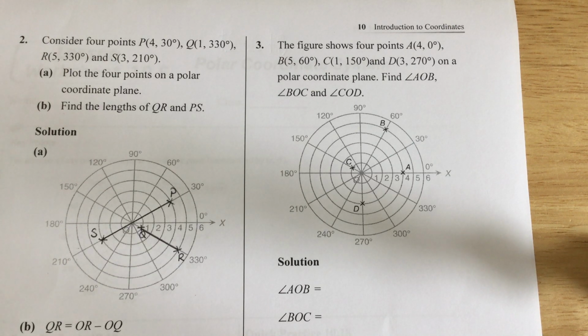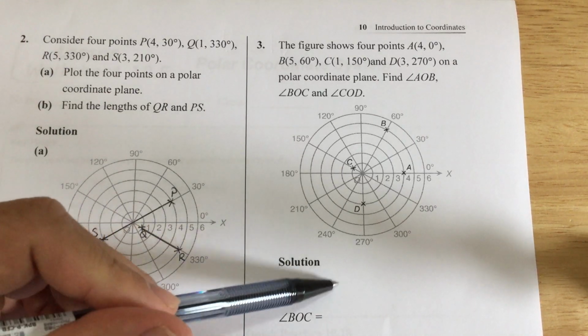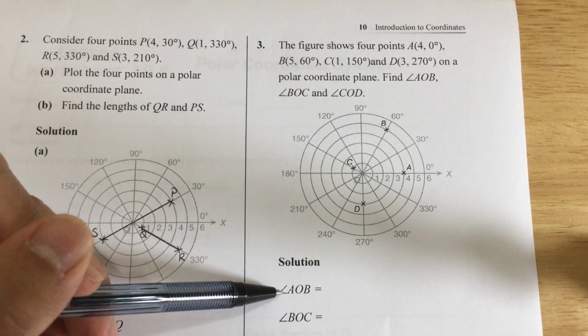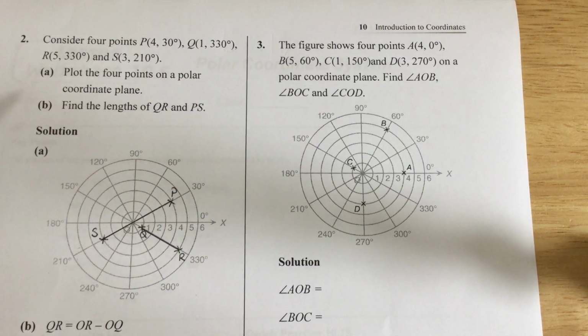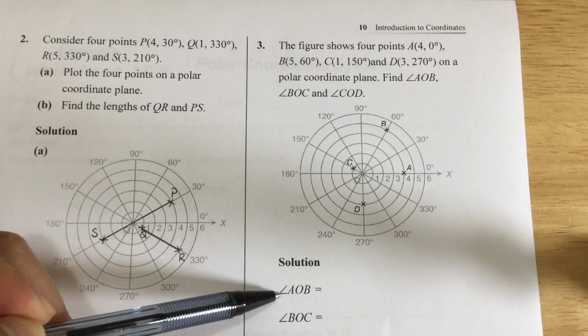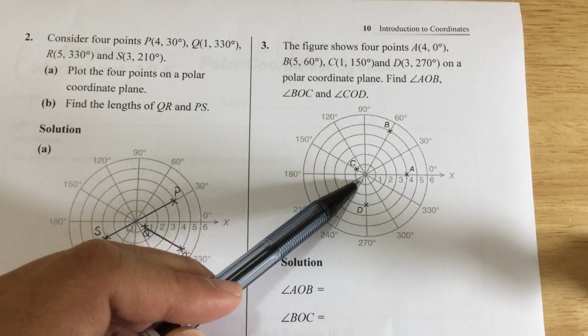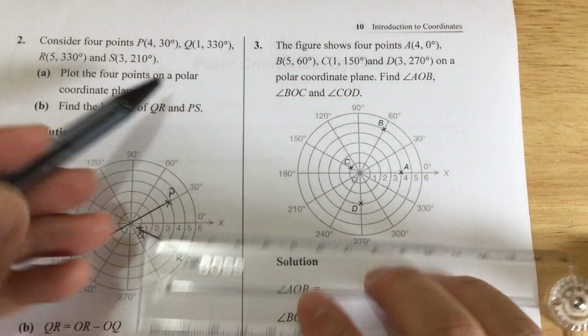Now look at the figure. We know that this is very new for you, because we have not taught you how to write down the angle. But we have the angle AOB. So what is that? Look at this. This is A, so we have A here. O, where is it? This one. So we have a straight line here.